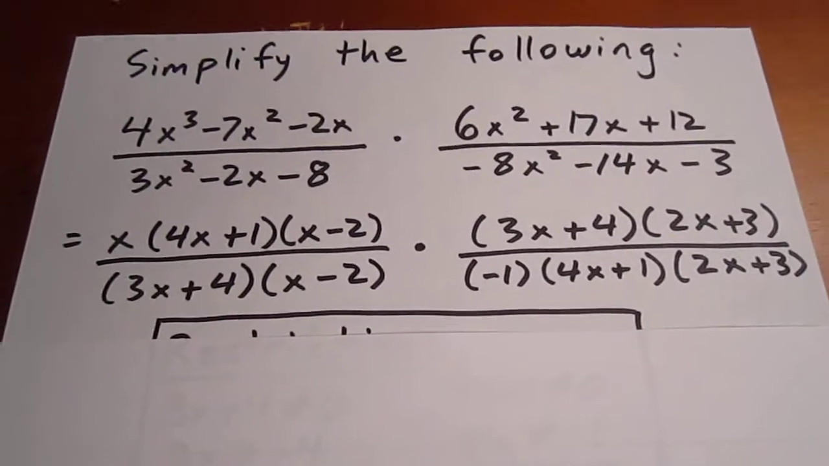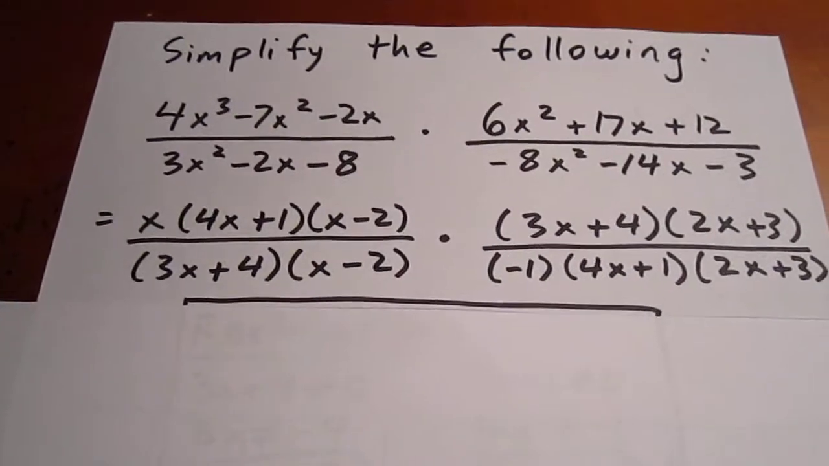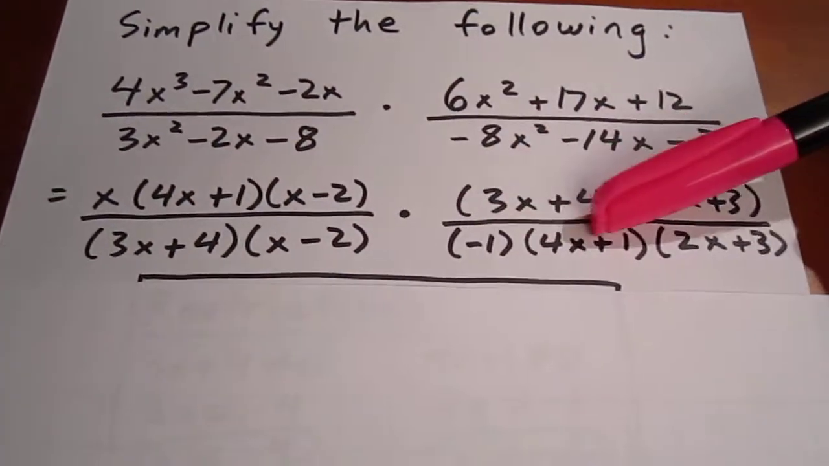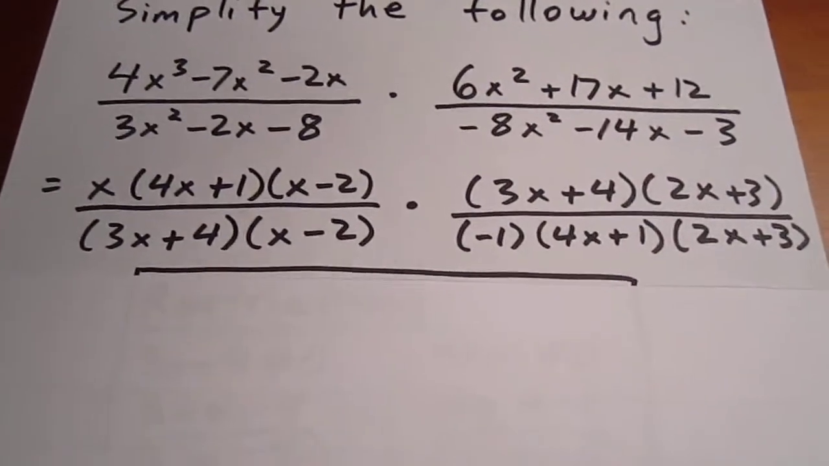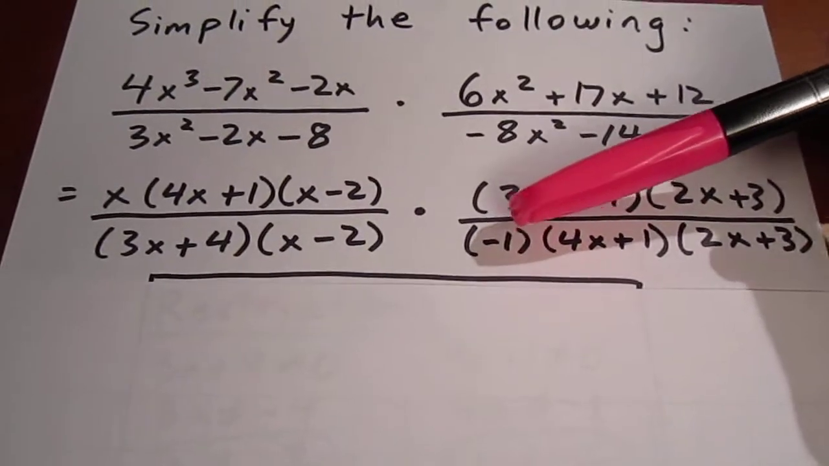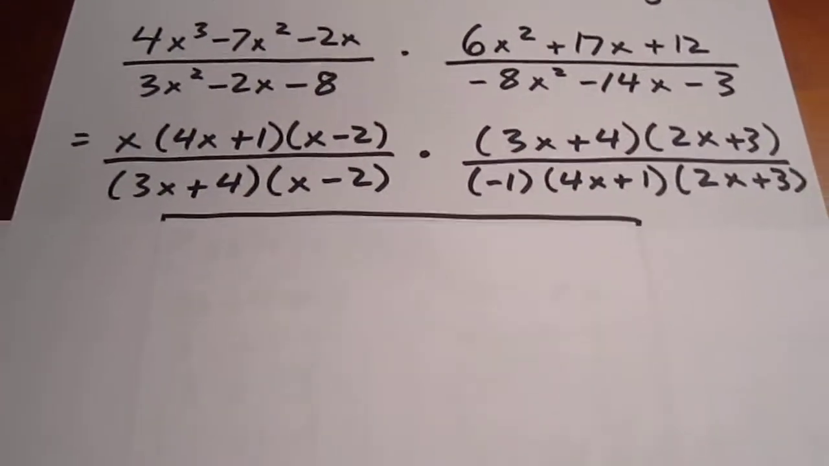Then we get to our next step, which is to state the restrictions. In this case, we have 5 factors in the denominator, and only 4 of them lead to a restriction, because negative 1 cannot equal anything other than negative 1, so we don't have to worry about restricting its value.